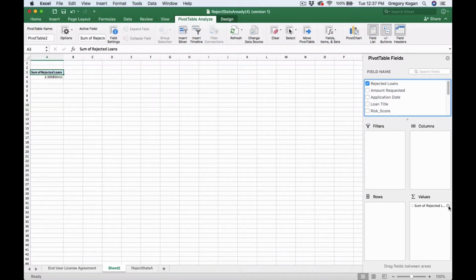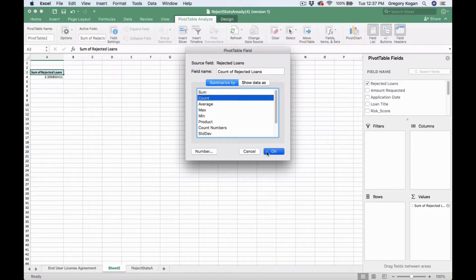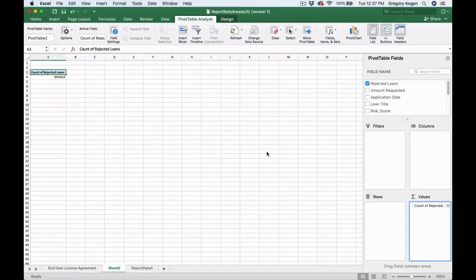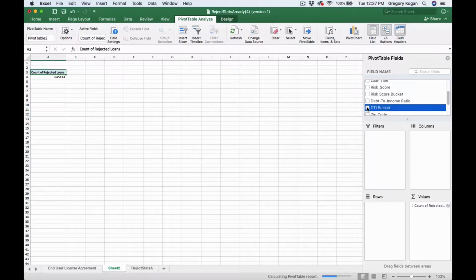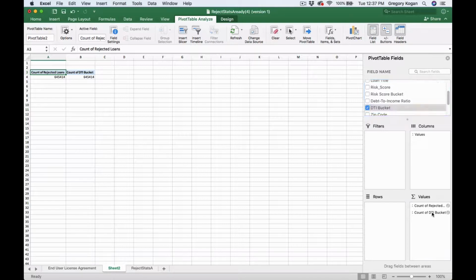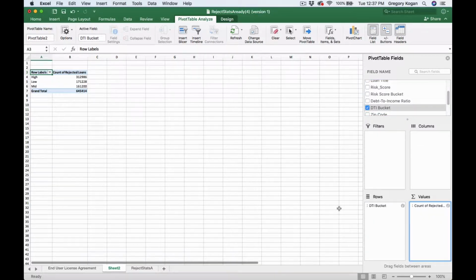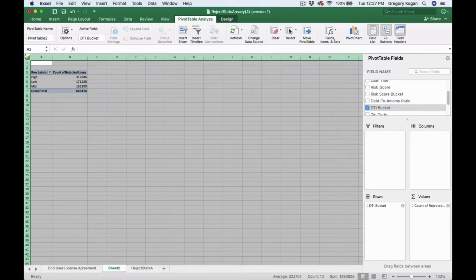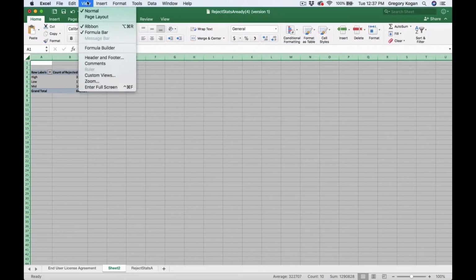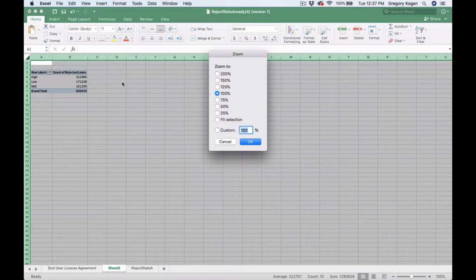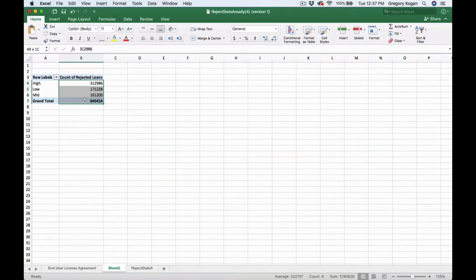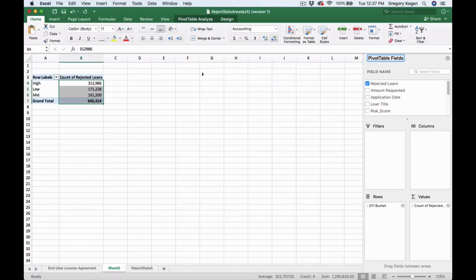And you could change that from a sum to a count right away because we want to see how many loans are rejected according to the debt to income ratio buckets. Okay, so we get this result. Let's see if we can zoom in a little bit. 125 zoom.